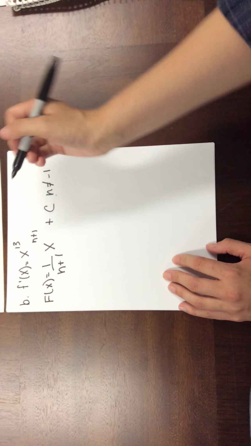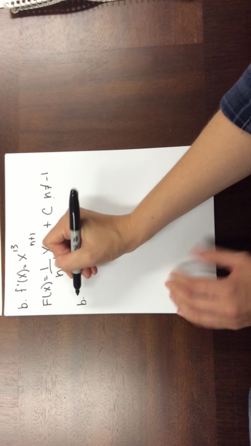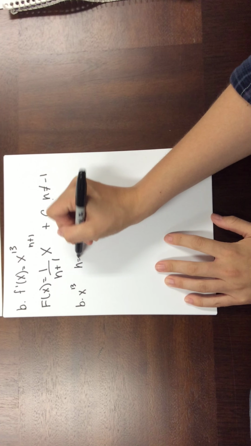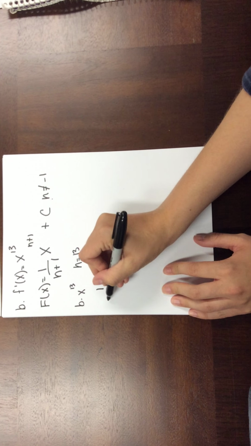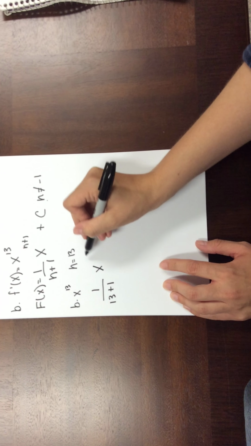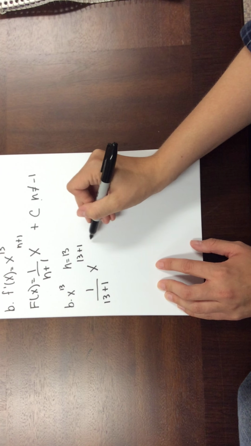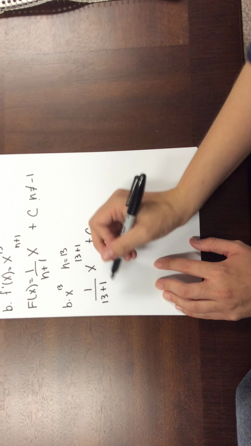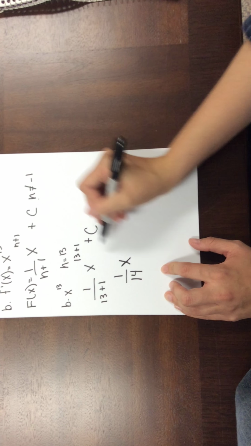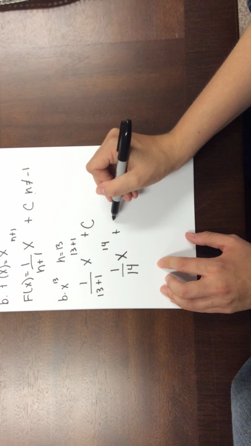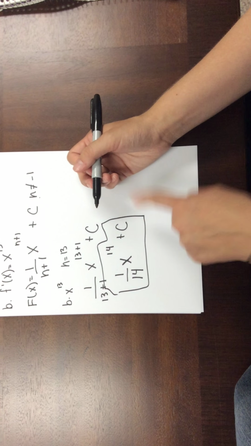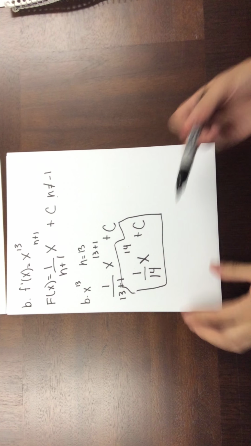So x to the 13th here, n is equal to 13. So then I have 1 all over 13 plus 1 x raised to 13 plus 1 plus the constant. And when we rewrite that, we get 1 all over 14 x raised to the 14th plus the constant. And that is the antiderivative. 1 over 14x to the 14th plus c is the antiderivative of x to the 13th.